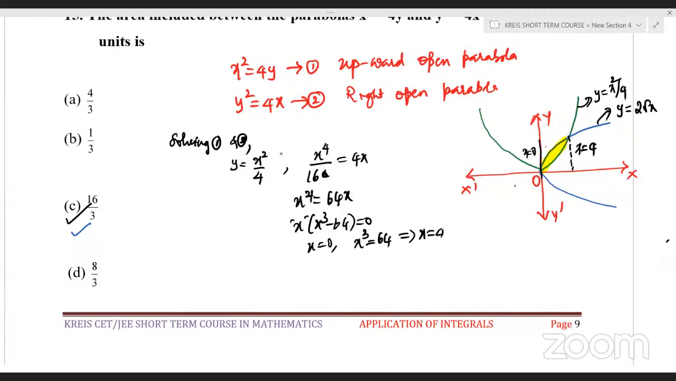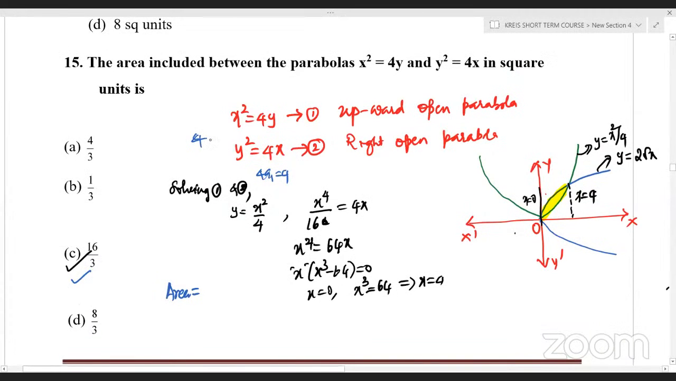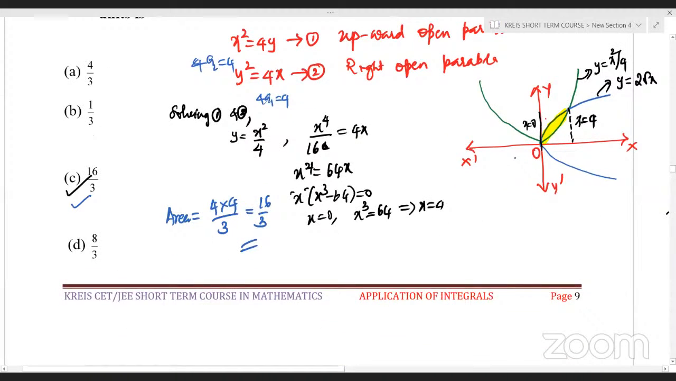You can use this directly, see. If you use this shortcut, area is nothing but here 4a1 is equal to 4, and 4a2 is again 4. It is 4 into 4 divided by 3, which becomes 16 divided by 3. Your option C is the right choice.